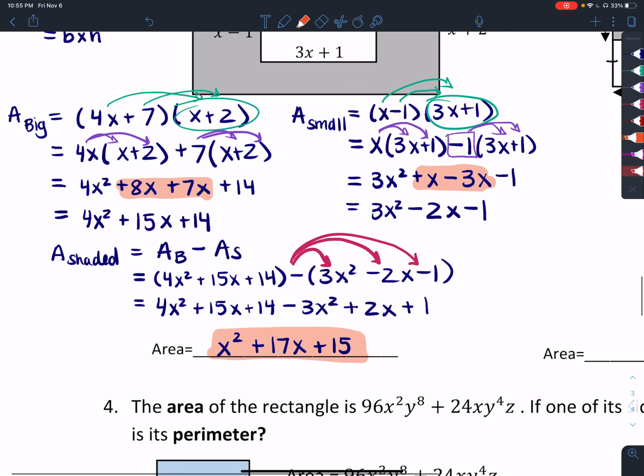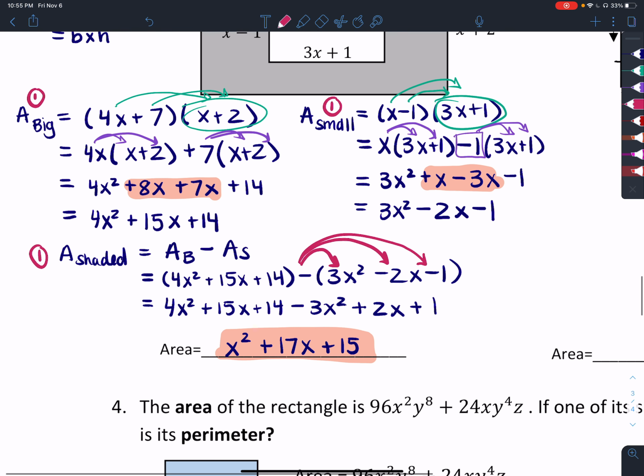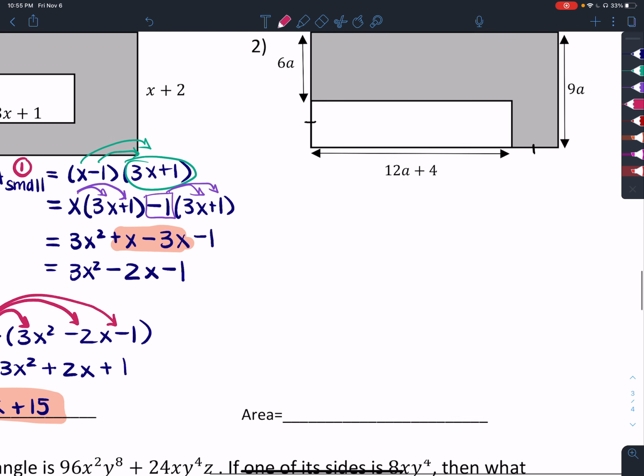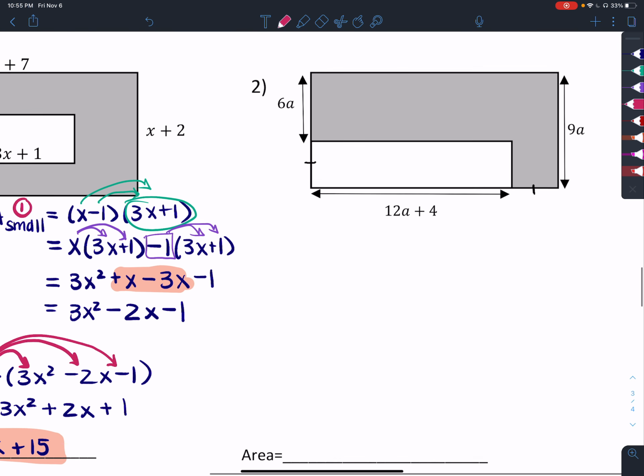Okay, and just if you're curious, the way that I graded this is you get 1 mark for area big, 1 mark for area small, and 1 mark for area shaded. So the entire question 1 here is out of 3. Okay.